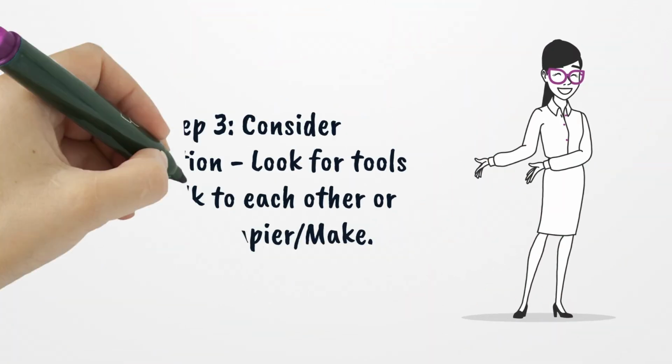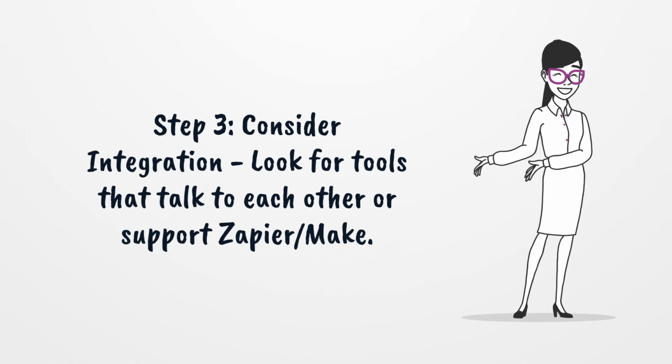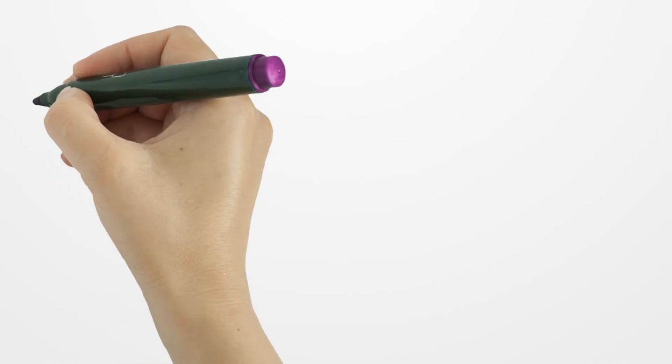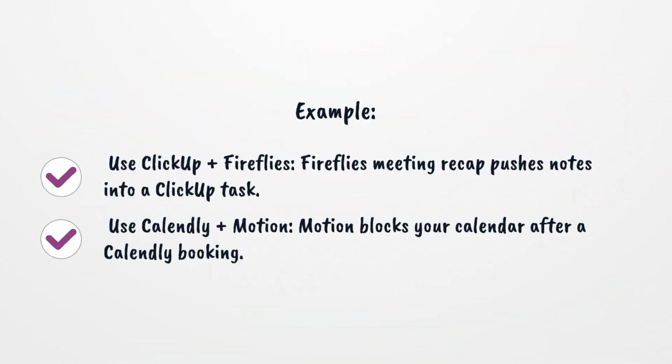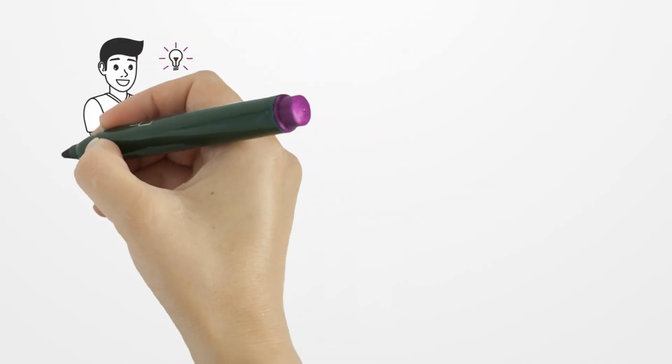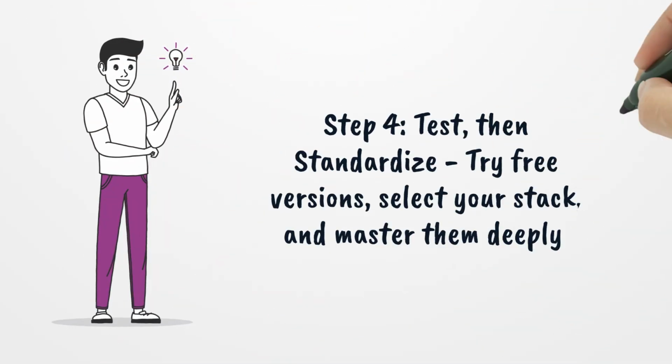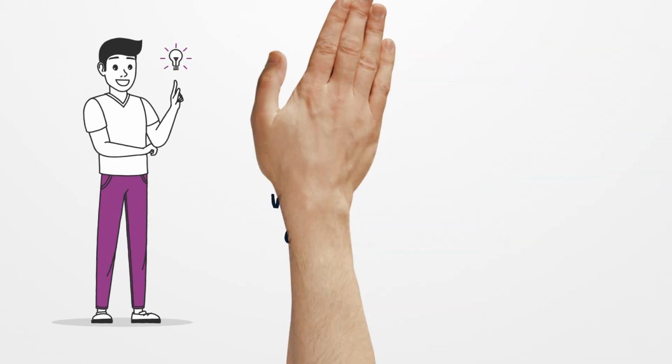Step 3. Consider integration. Look for tools that talk to each other or support Zapier or Make. Example: use ClickUp plus Fireflies. Fireflies meeting recap pushes notes into a ClickUp task. Use Calendly plus Motion. Motion blocks your calendar after a Calendly booking. Step 4. Test, then standardize. Try free versions, select your stack, and master them deeply.